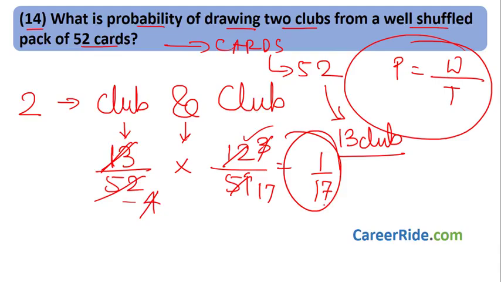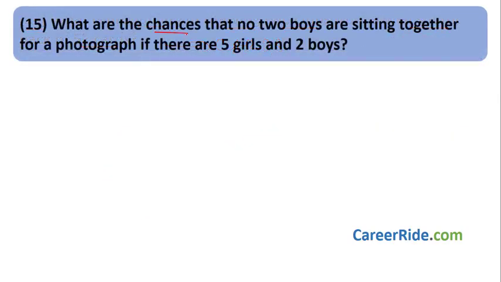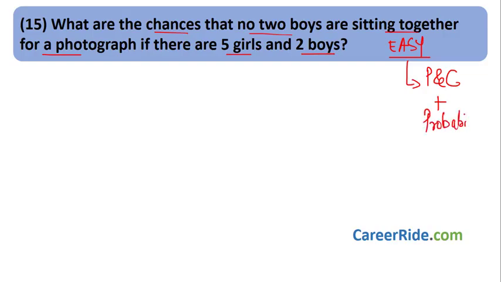Moving to question number 15. What are the chances that no 2 boys are sitting together for a photograph if there are 5 girls and 2 boys? Now this sum is easy, it is not at all difficult. The only thing is that this is not just a probability sum, this is a permutation and combination sum plus a probability sum.